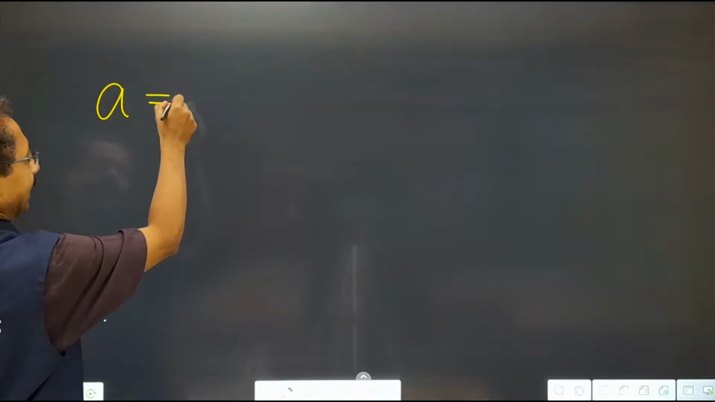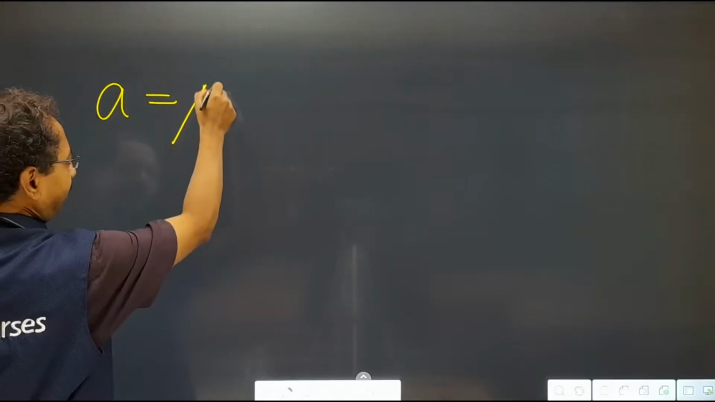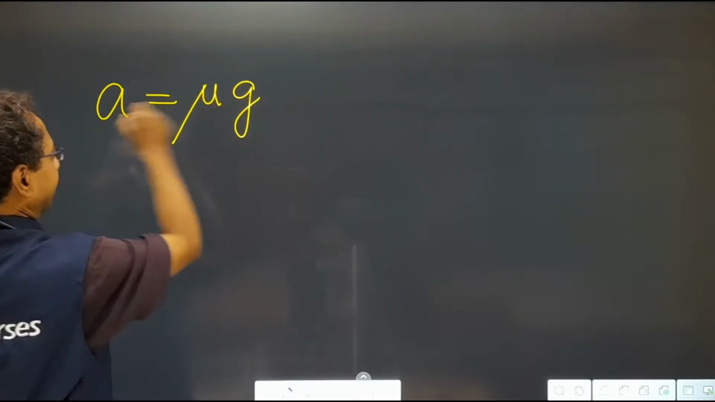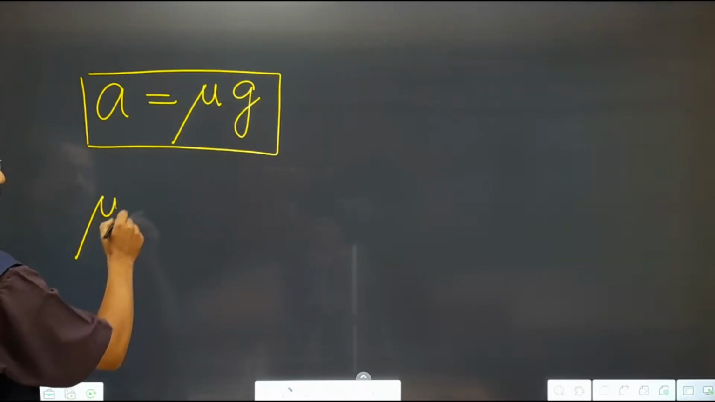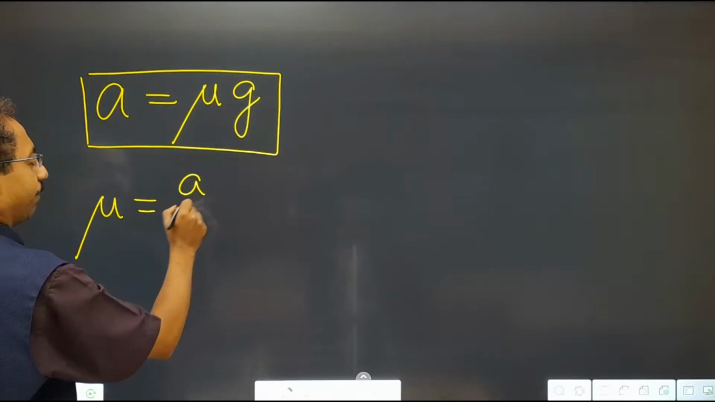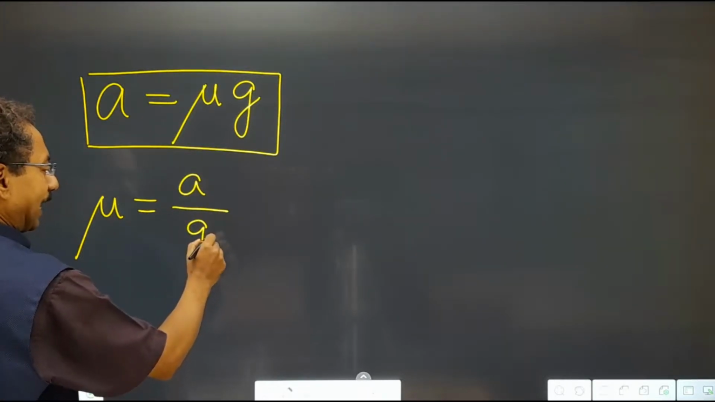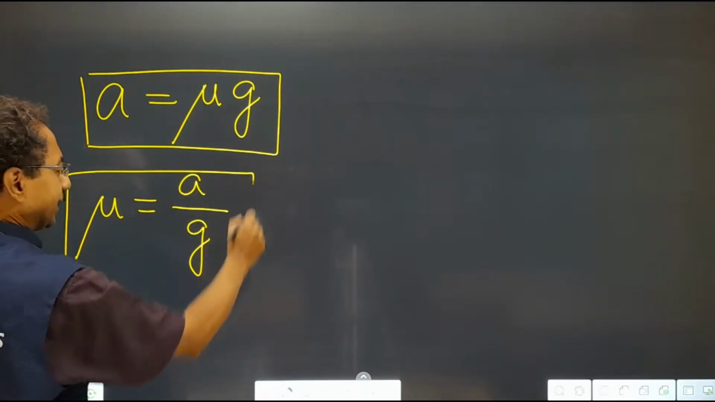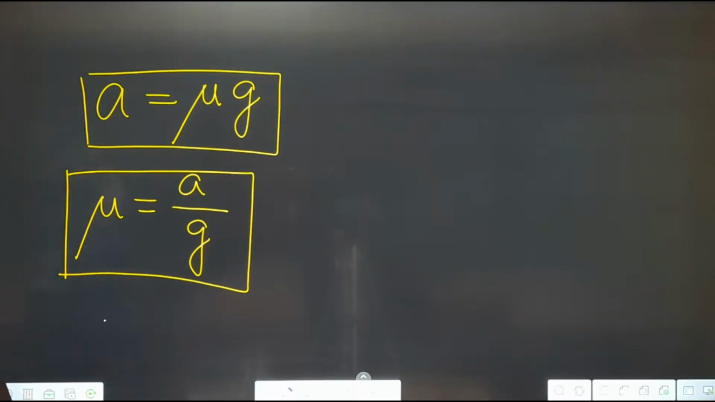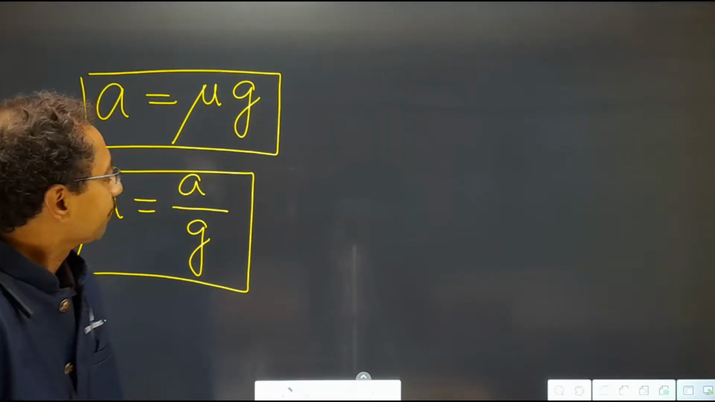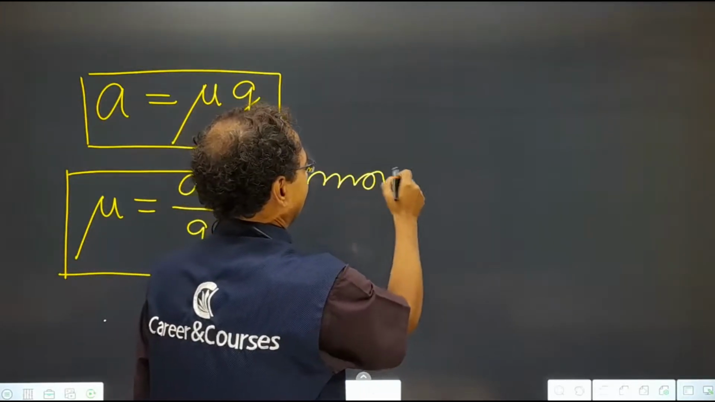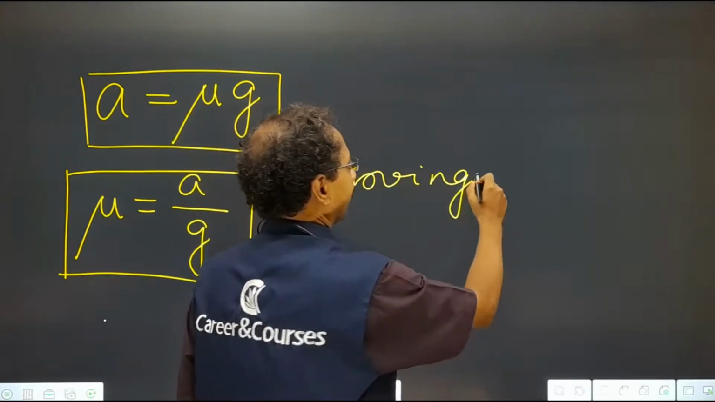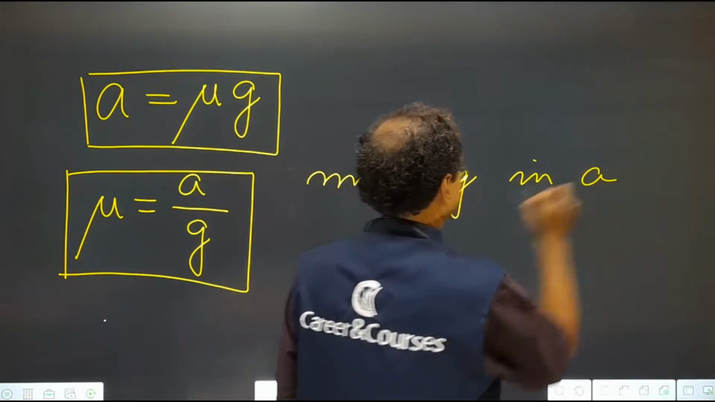The acceleration of the car can be written in this way: equal to coefficient of friction into acceleration due to gravity. That means a equals mu g, or otherwise, the coefficient of friction is the ratio of the acceleration of the body and acceleration due to gravity. This can be used as a shortcut trick for a body moving along a linear path. This is applicable for a body moving in a linear path.